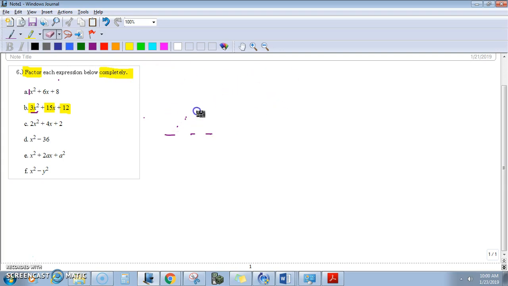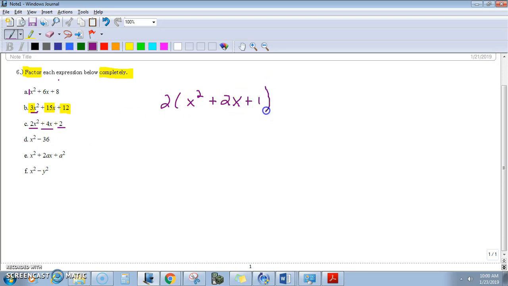Before we get started, we want to factor out a 2 from everything. Okay, so 2 times what would give me 2x squared? That'd be x squared. 2 times what will give me positive 4x? That's going to be plus 2x. And then 2 times what is 2? That's just going to be plus 1. Okay, so your answer should have a 2 in the front.